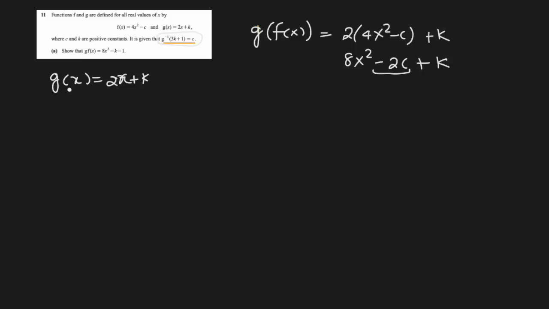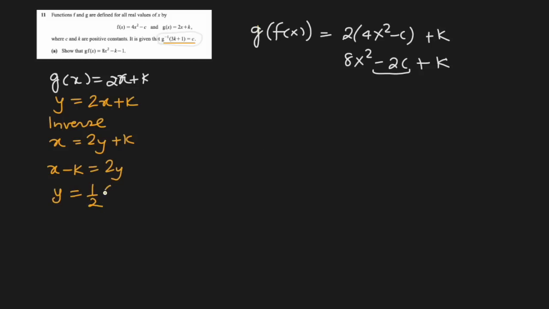So what will I do? I will substitute this g of x by y and try to find its inverse. y equal to 2x plus k, and if we want to find the inverse, I will write x equal to 2y plus k. This goes here, x minus k equal to 2y, and y is half of (x minus k), right? And this is actually the inverse because I have switched the x's and y's. g inverse of x is equal to half of (x minus k).